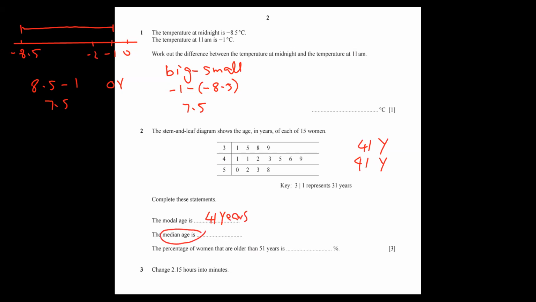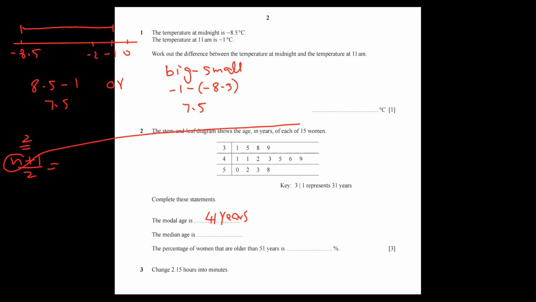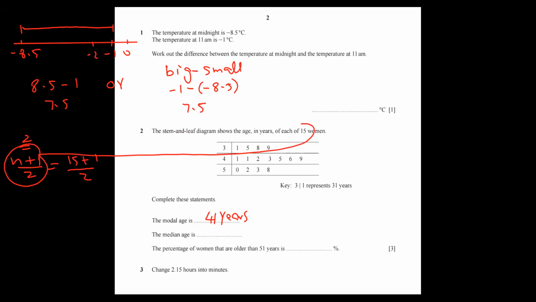Median age, how to find the median age? The median formula is, I'm writing it here for question number two: n plus one divided by two. N is the total number of people, 15. 15 plus one is 16. Some students think there are two different formulas for even and odd, no, this formula can be used for both. So I got the eighth term. The eighth term is my median term.